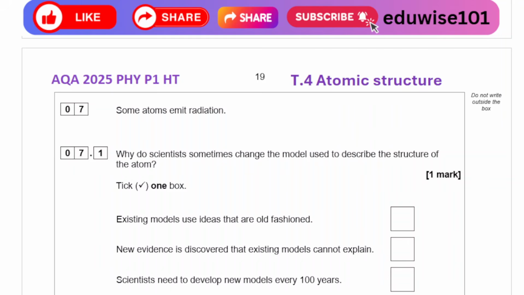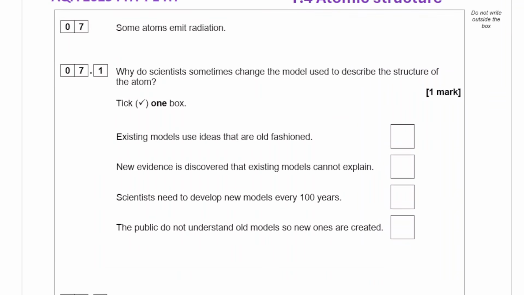In this video, I'm going to go through the AQA Physics Paper 1 Higher Tier from 2025. Question number 7 is on the topic of atomic structure. Some atoms emit radiation. Why do scientists sometimes change the model used to describe the structure of the atom?